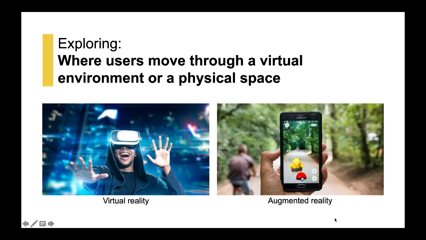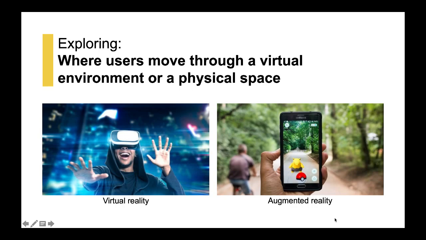And finally, exploring. Exploring is where users move through a virtual environment or a physical space. The two kinds that we're most familiar with are virtual reality on the left and augmented reality on the right. In virtual reality, you're immersed in the virtual world, and by moving your head, moving your eye gaze, moving your hands, and often moving your body, you can explore and move around the virtual space.